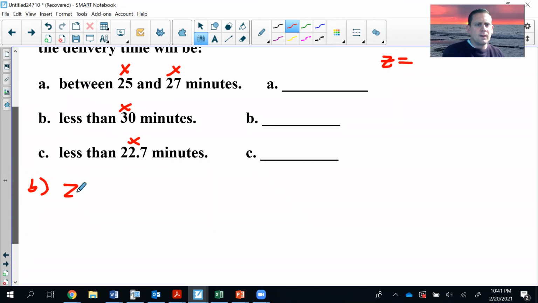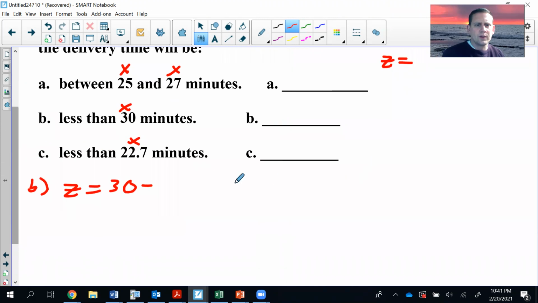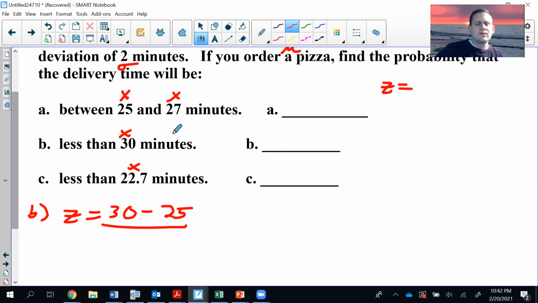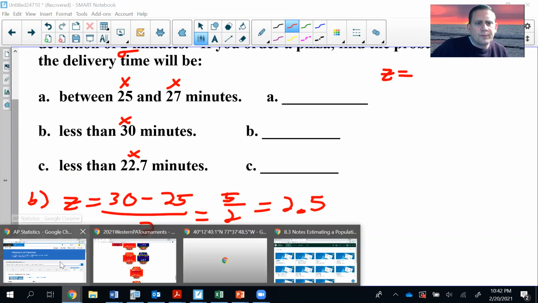So for letter B, trying to find the z-score, it's 30 minus our mean, which is 25. So the raw score is 30, the mean is 25, and then we're going to divide by our standard deviation of 2. So I got 5 divided by 2 is 2.5. Now that's our z-score, our standardized score. That's how many standard deviations we are away from the mean. That is not our probability. That's not our percentile or area under the curve or anything like that. So we do need to go to our table.